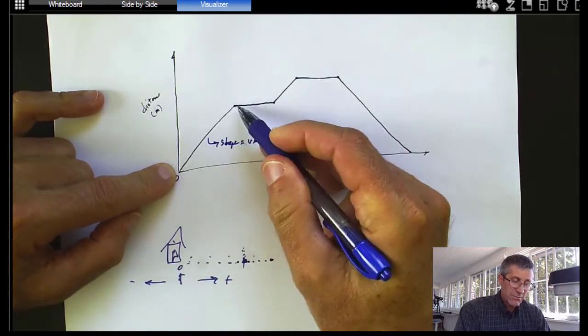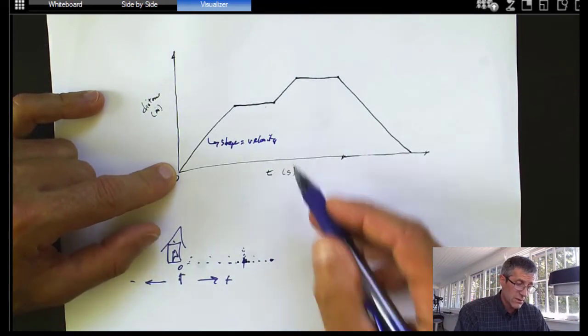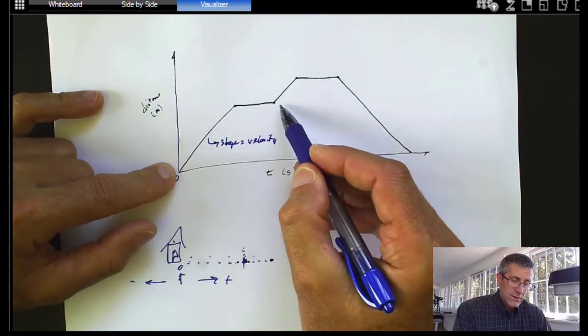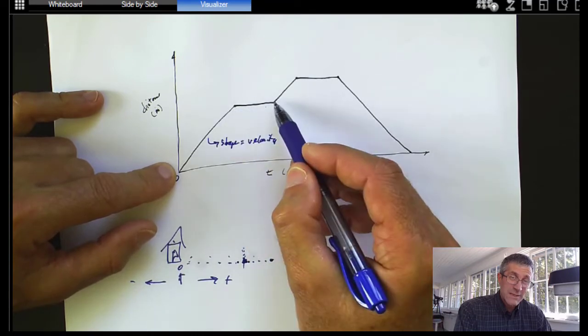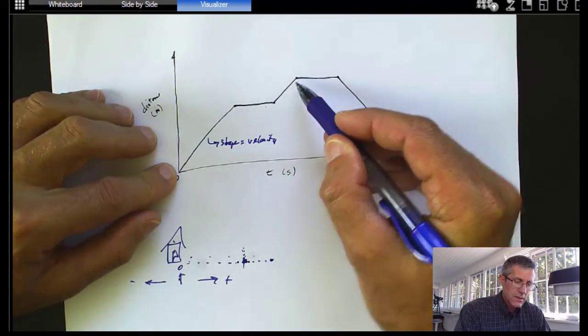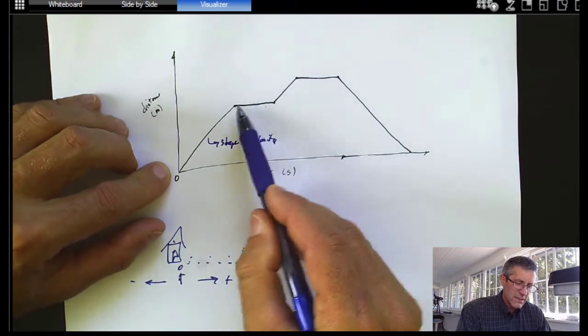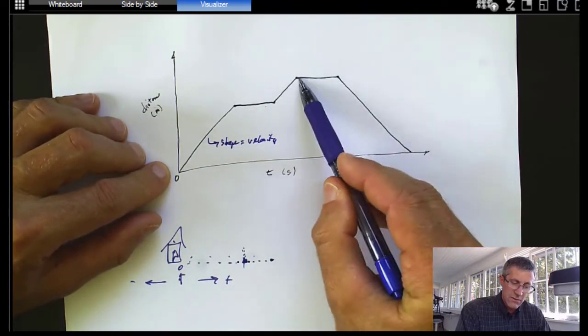Here I have positive slope, so I have positive velocity, or I'm getting further away from my starting point. Here I have zero velocity, so I'm stationary, I'm not moving any place. Here I have positive velocity again, so I'm getting further away, and then zero velocity. So again, I'm looking at my slope. The slope of the line is positive, the slope is zero, the slope is positive, the slope is zero.